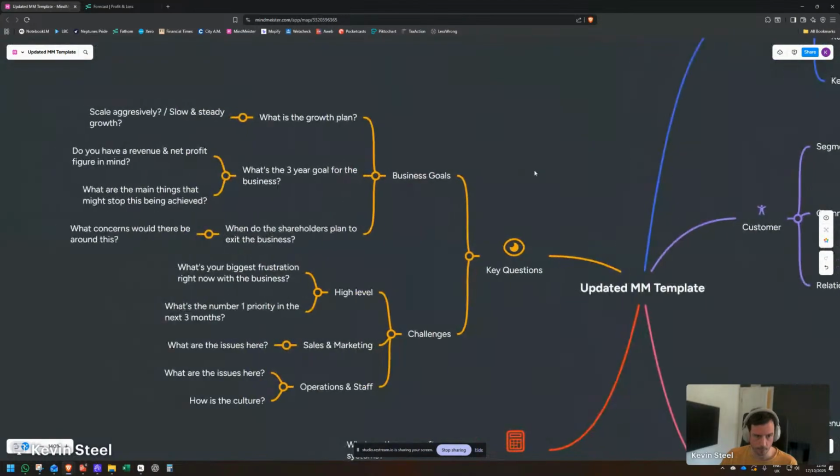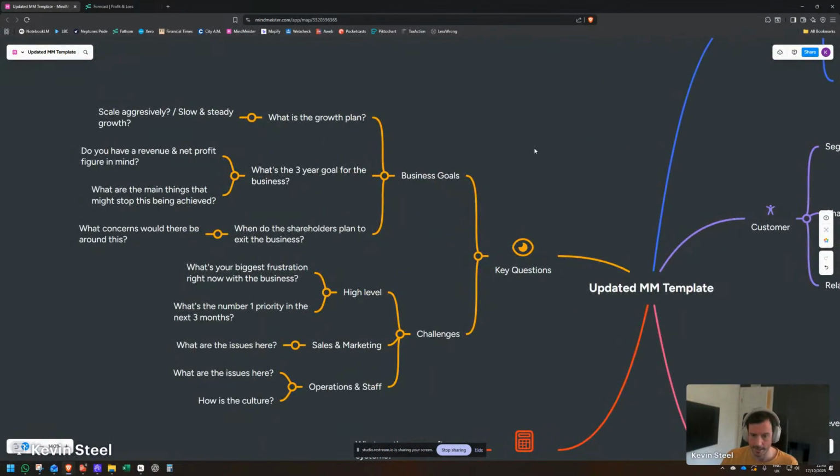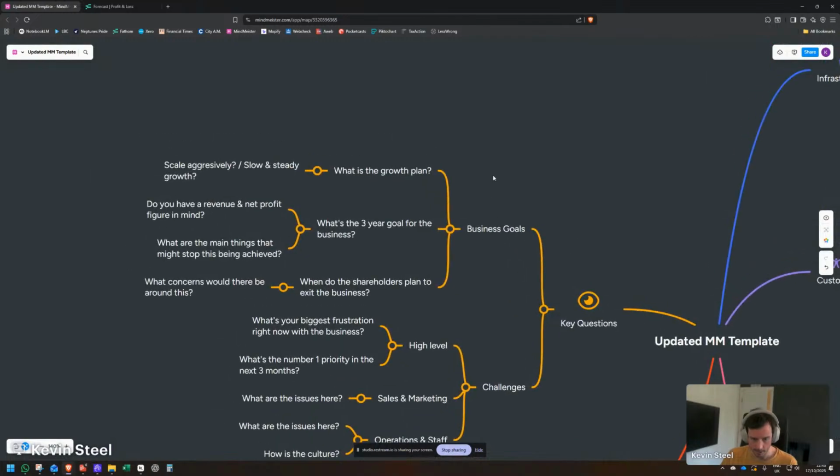And then we move on to the most interesting part of this entire exercise, which is the key questions. First of all, we have a look at the business goals. What is the growth plan for this business? Different founders, different businesses all have different growth plans. Some want slow and steady growth. Some want to really hyper scale aggressively. And there is no right or wrong answer to that question because every business is unique and different shareholders have different aims and objectives. And then what's the 3-year goal for this business?